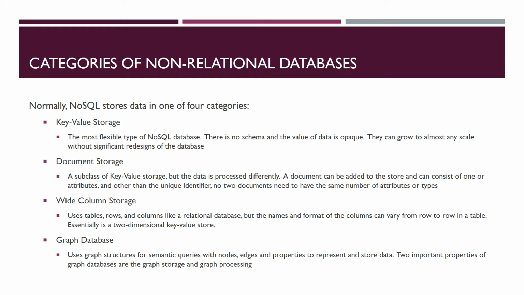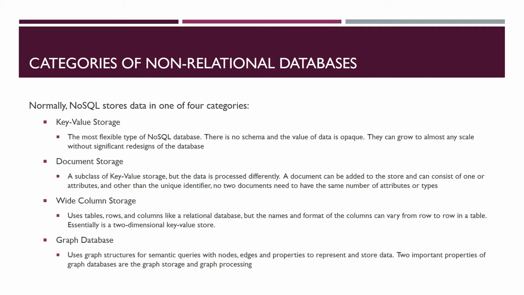And then wide column storage, this is what Amazon's DynamoDB uses. It has tables, rows, and columns like a relational database, but everything can vary from row to row in the same table. So you can have one row with a column attribute spaghetti, and then the next one the attribute's ravioli, and you can just change it as needed. And so it's just like a two-dimensional key value store.